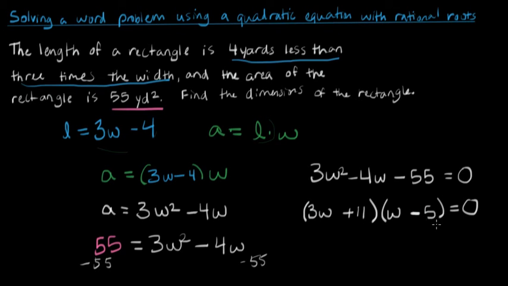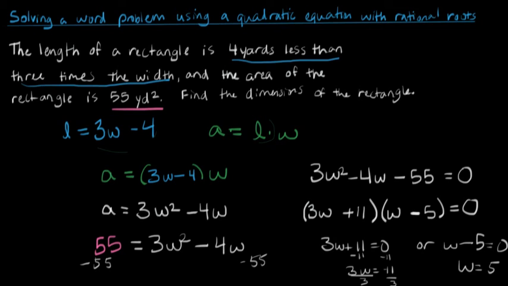So now I can set each of these independently equal to 0. So 3w plus 11 equals 0, or w minus 5 is equal to 0. Okay, so w equals 5, or 3w equals negative 11, which means that w equals negative 11 thirds.